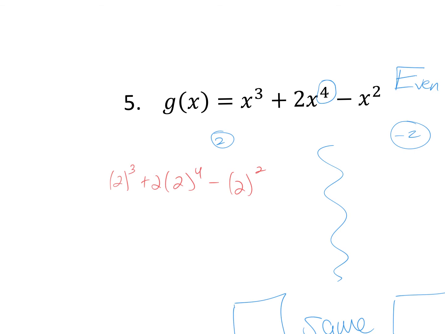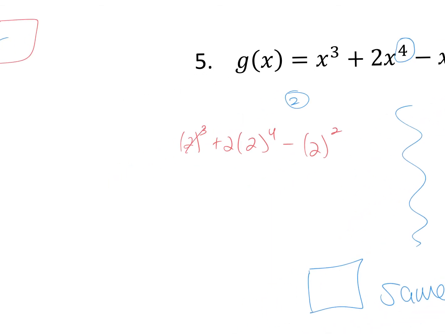Some of you like to put it in standard form, fine. Some of you like to always do the negative first and the positive second, fine. But if I have 2 cubed, 2 times 2 times 2 is 8. 2 to the 4th power is 16, and 16 times 2 is 32. Good. And then I have minus 2 squared is 4. Work left to right. What's 8 plus 32? 40. And then 40 minus 4 is 36.